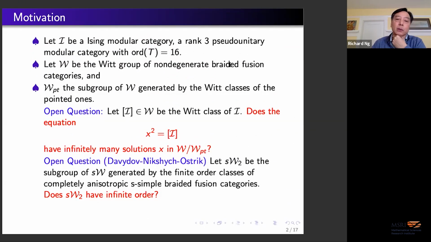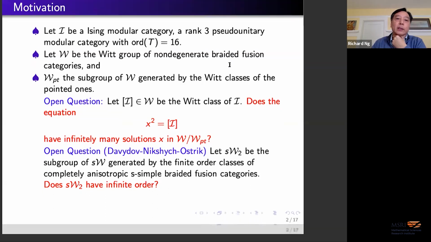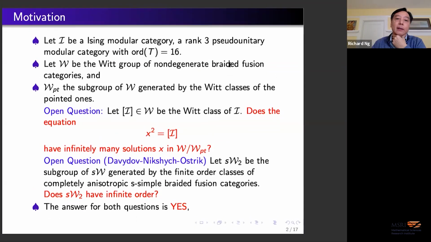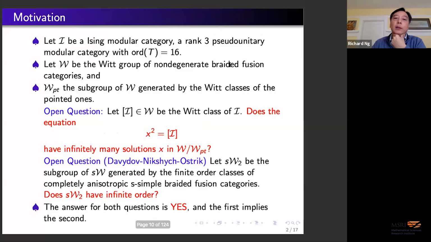This is also open. So what we would like to address is that the answer to both questions is yes, and the first one actually implies the second one. So this is the motivation of the talk and also the paper posted on the arXiv. All right, so any questions? Okay.